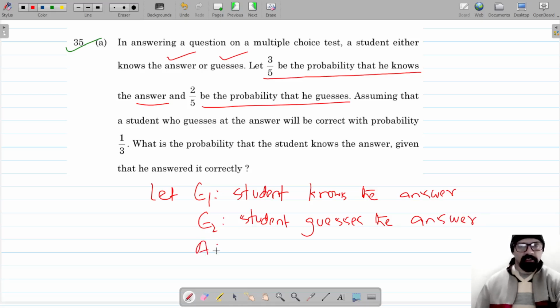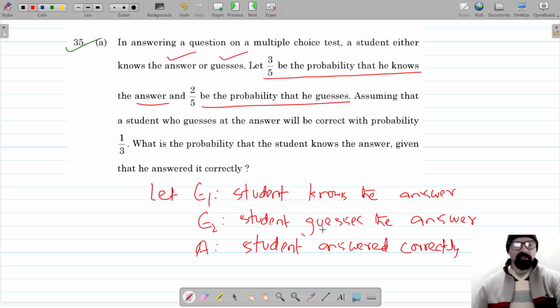And let A be the event that the answer is correct, that is, the student gave an answer and that answer is correct. So instead I write: student answered correctly.